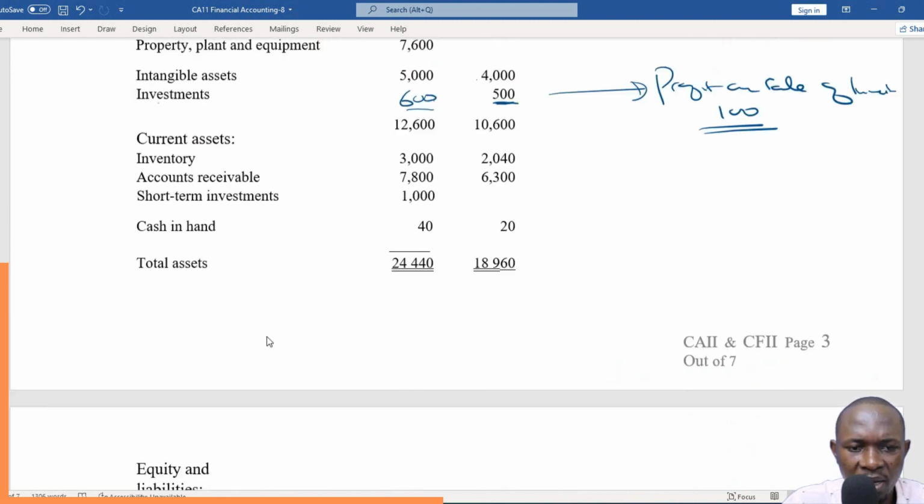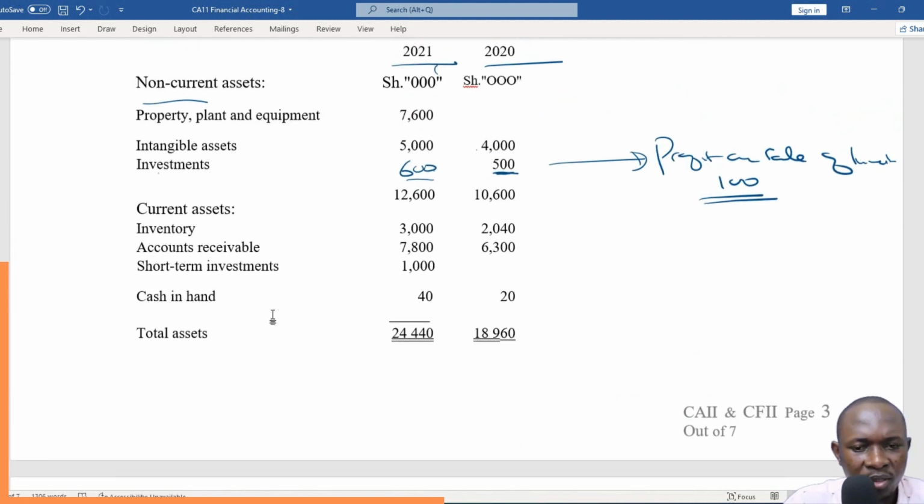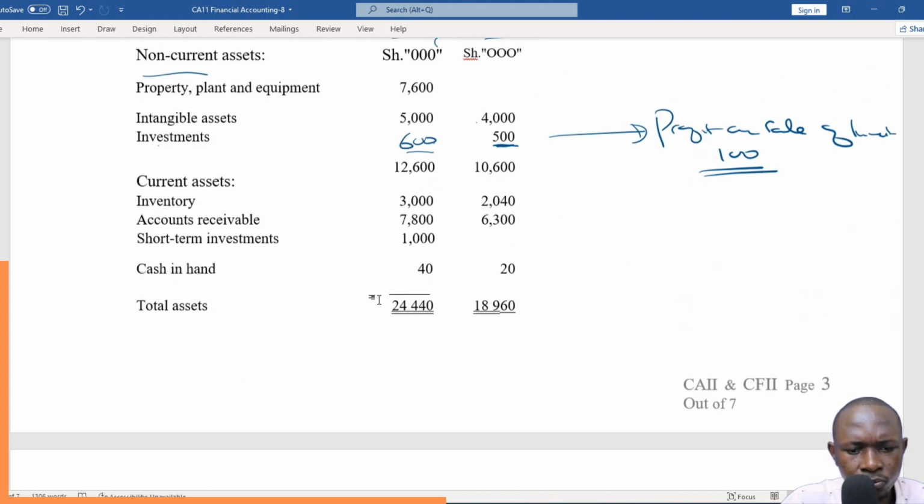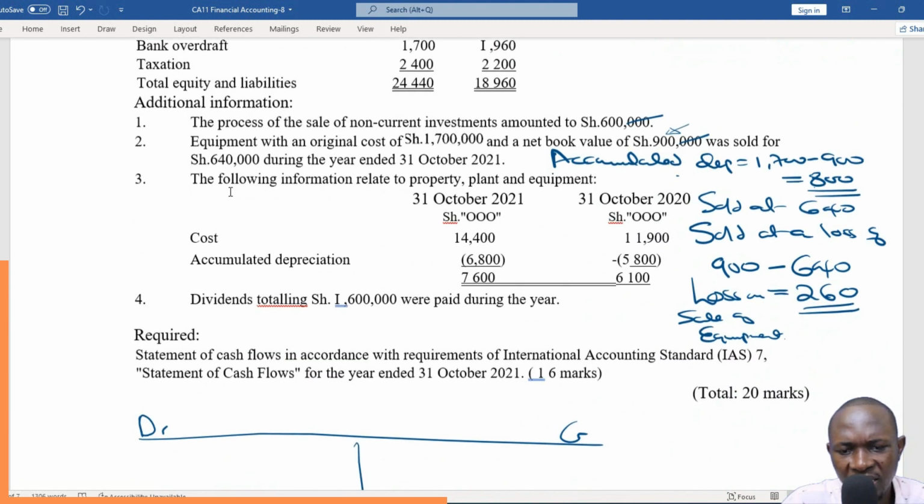So let's go to number 3. The whole thing is about understanding. Additional information number 3. The following information relate to property, plant, and equipment. Yeah. So cost is that. Accumulated depreciation is that.